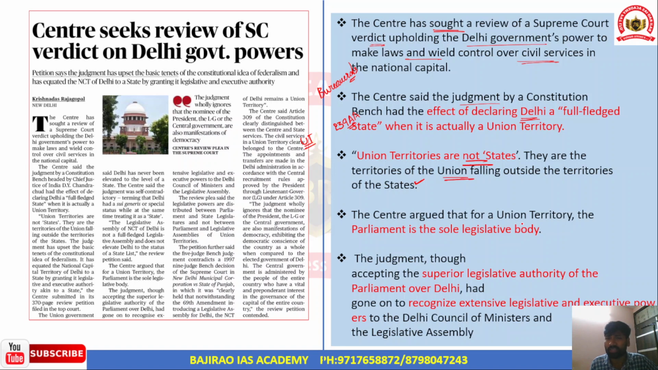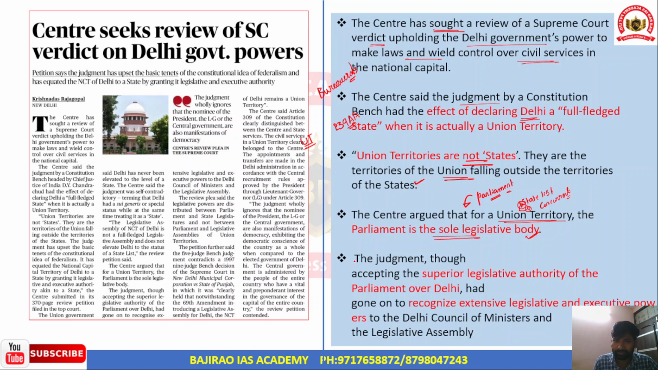And the center has also argued that for a union territory, the Parliament is the sole legislative body. So, if you look at this provision, Parliament has the authority to make any law over Delhi, whether it is a state list subject, concurrent list subject or central list subject. Along with the state legislative assembly of Delhi, Parliament also has all the powers over Delhi. However, the Legislative Assembly of Delhi has powers with respect to the state list and concurrent list only.